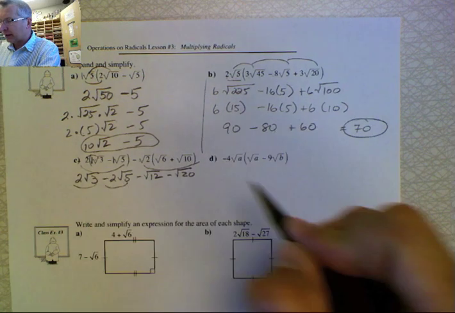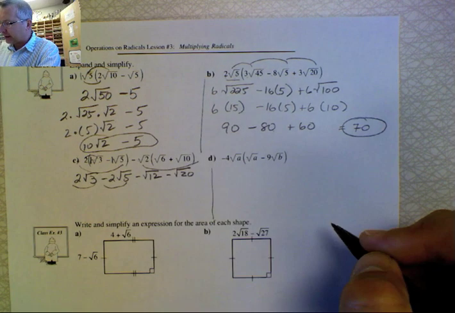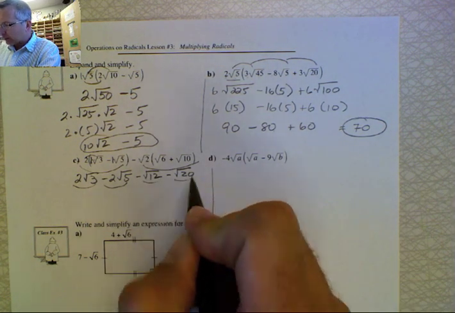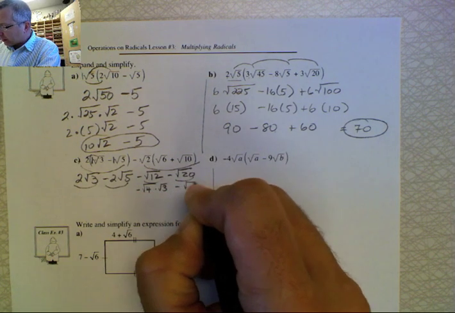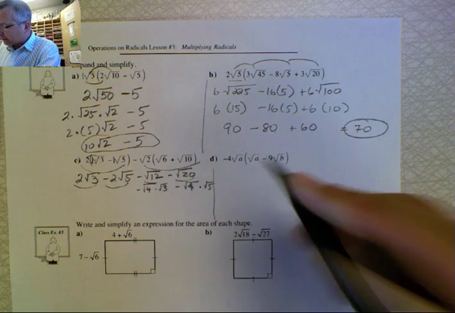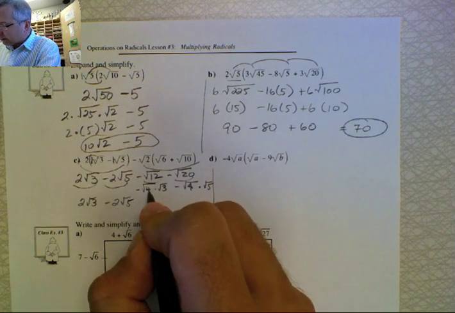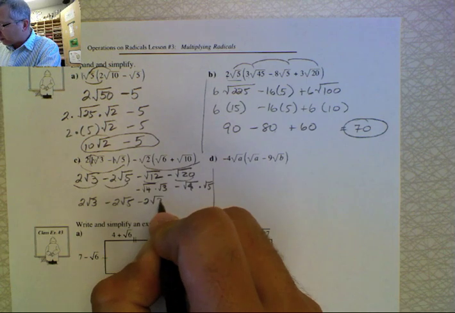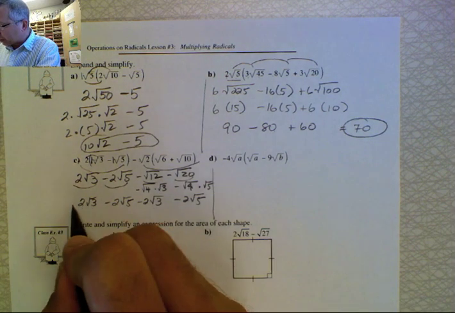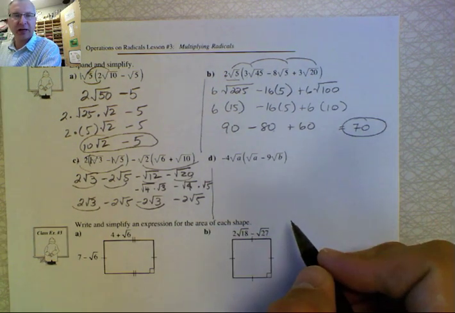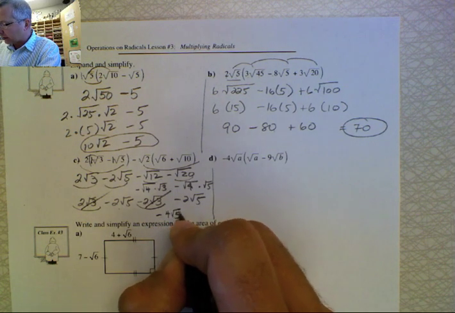Now, 2 root 3 and negative 2 root 5 are in simplest form. We can't simplify them, but we can indeed simplify root 12 and root 20. Root 12 is 4 times 3, and root 20 is 4 times 5. So we end up with 2 root 3 minus 2 root 5. Square root of 4 is 2, so this is negative 2 root 3 and negative 2 root 5. So in this case, positive 2 root 3 minus 2 root 3, those cancel out. And negative 2 root 5 and negative 2 root 5 gives us negative 4 root 5.